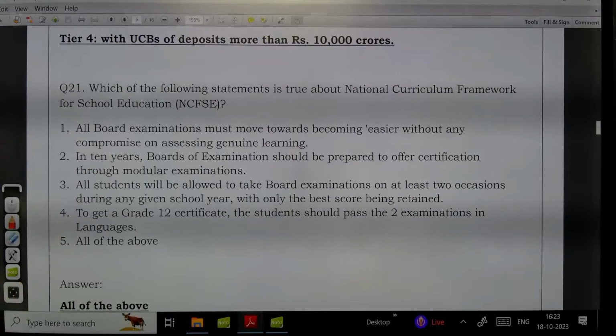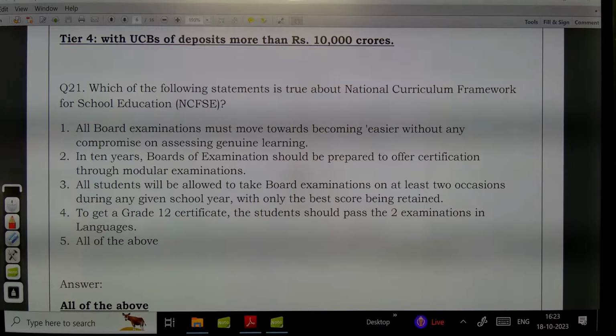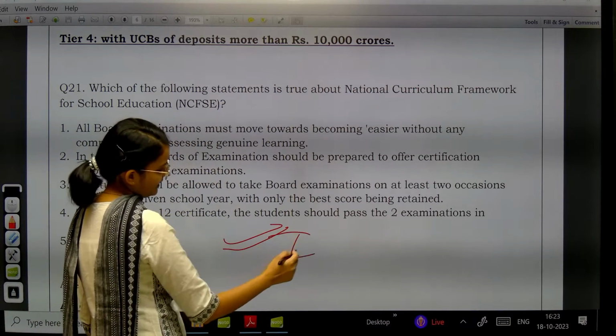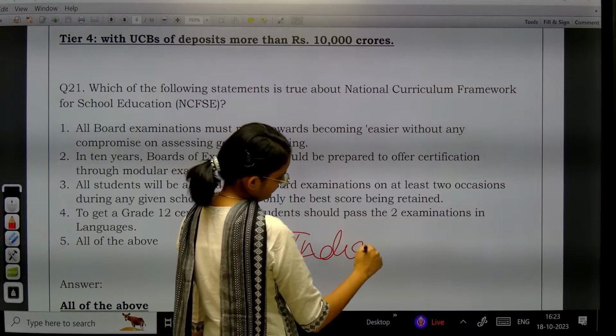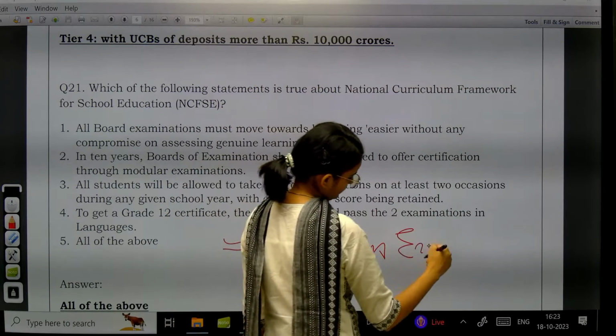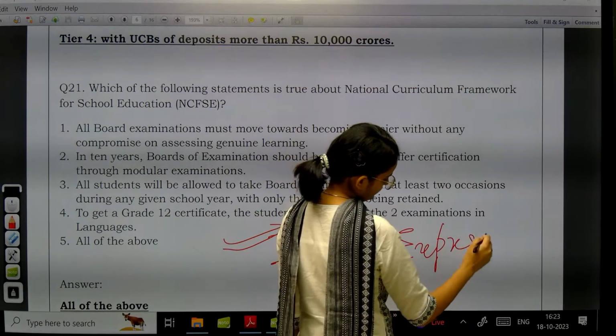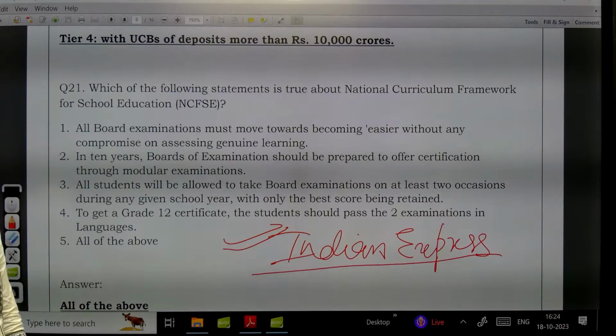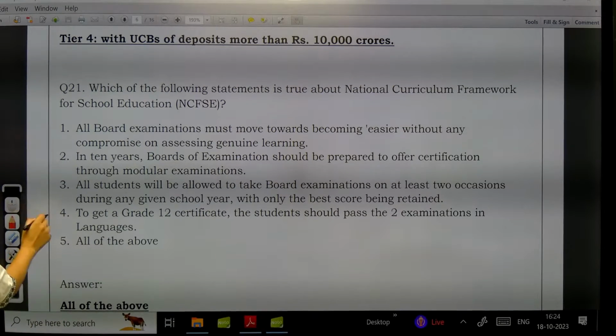So even RBI circular is important for NABARD, not only for RBI. Which of the following statements is true about the National Curriculum Framework for School Education? This question is exactly taken from Indian Express news. Exact lines. So reading newspaper is also important. Exact lines were there in Indian Express.